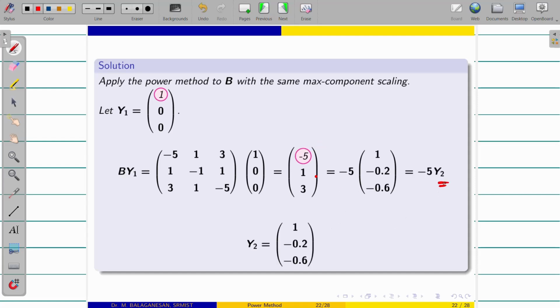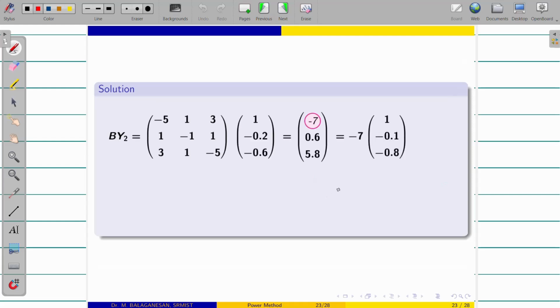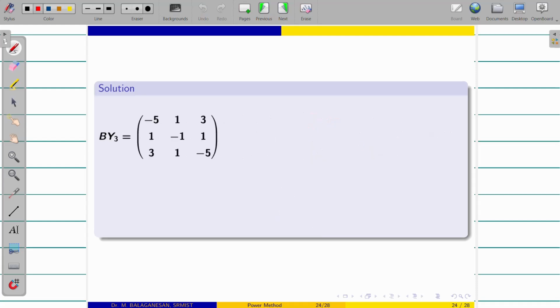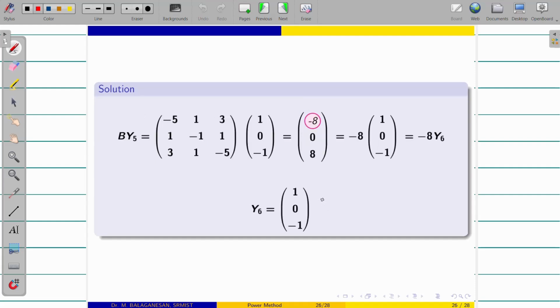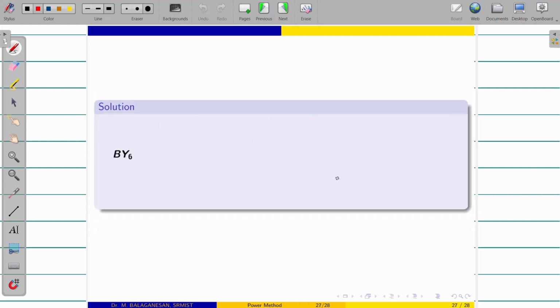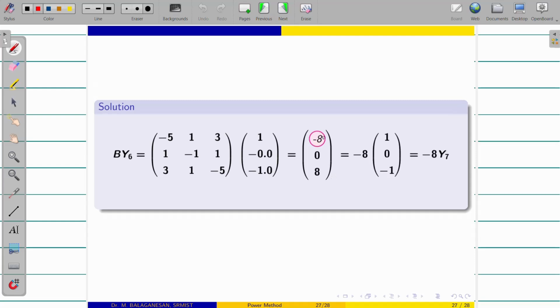Our new eigenvector. Do BY2. Minus 7 is our largest eigenvalue. We are taking that as common. Again, minus 7.5 is the largest one. Proceed in a similar way. We have to do the iterative process. Continue the iterative process until we get repeated values. Minus 7.8 is now, this is y5, the new eigenvector. BY5, 8 we are getting, after 7.8. BY6, again we are getting 8. Clear? So it is repeating.